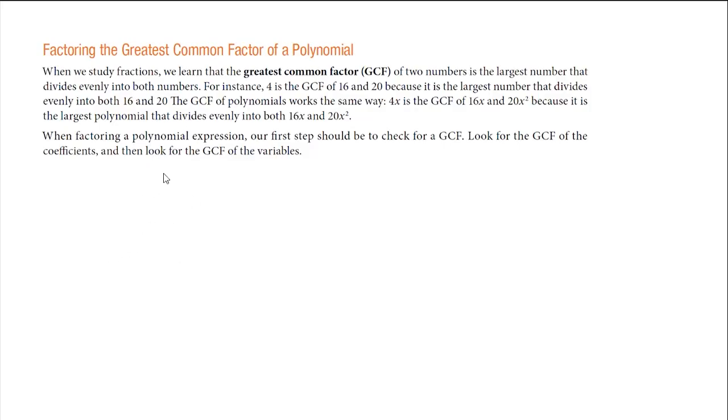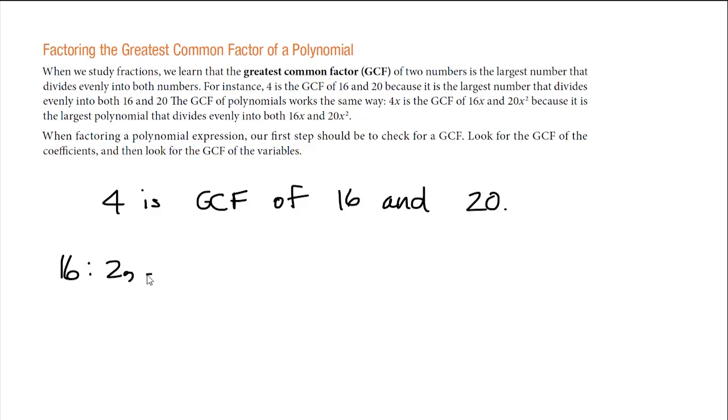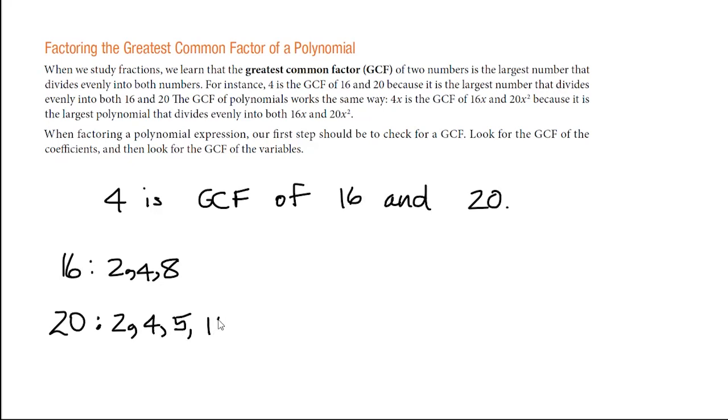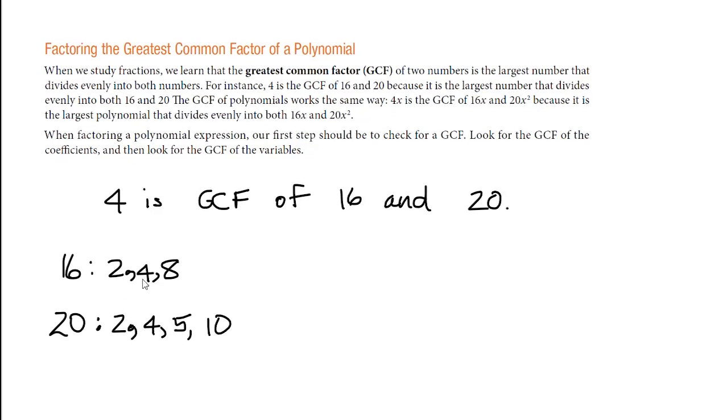When we study fractions, we learned the greatest common factor of two numbers. And you remember that's the largest number that evenly divides into both numbers. So 4 is the greatest common factor, or the GCF, of the numbers 16 and 20. Now if I think about 16, its factors are 2, 4, and 8. If I think about 20, its factors are 2, 4, 5, and 10. So the largest number they have in common is 4, the greatest common factor.